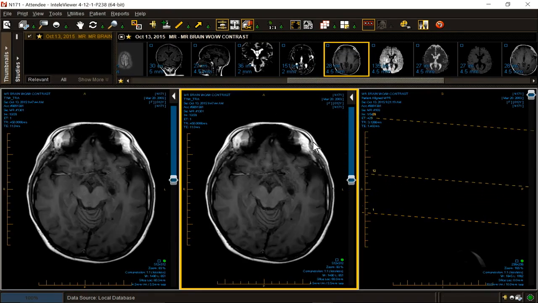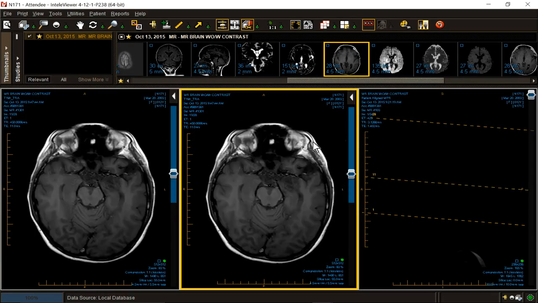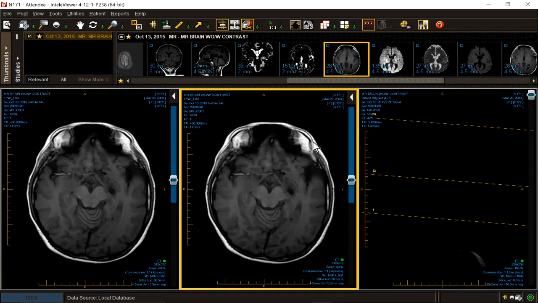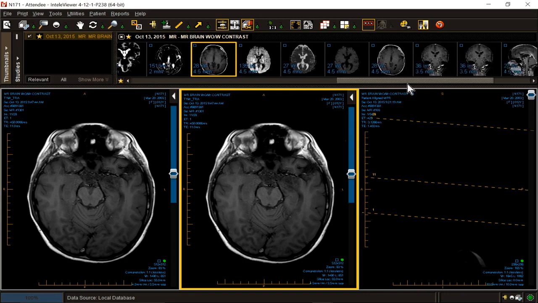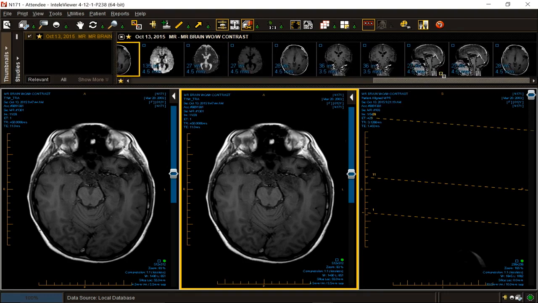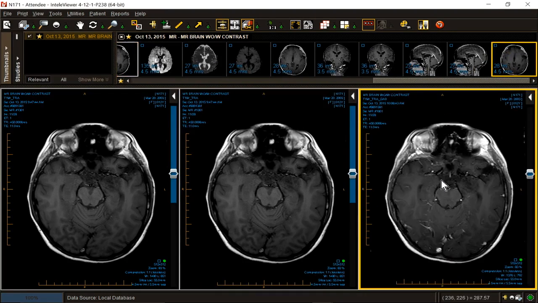Please do scroll your own station. Feel free to look up as needed. You can look, but there was no diffusion restriction. Contrast enhancement. None, scant, medium, a lot. I would say none. If you said scant, I wouldn't argue with you.